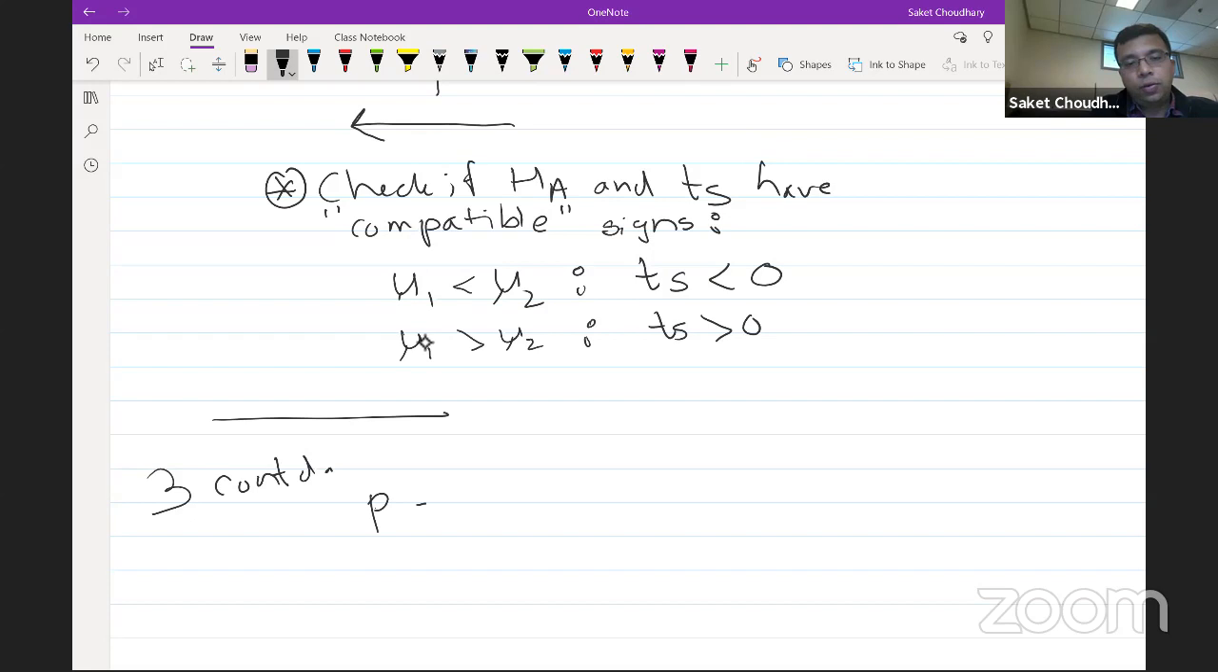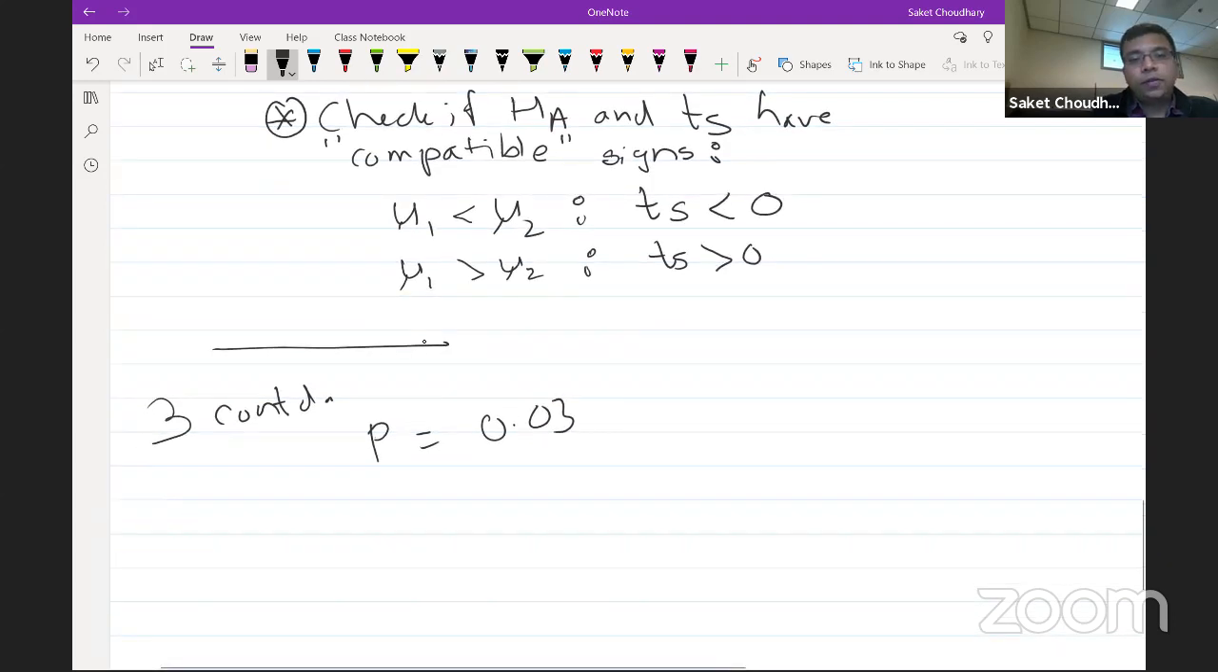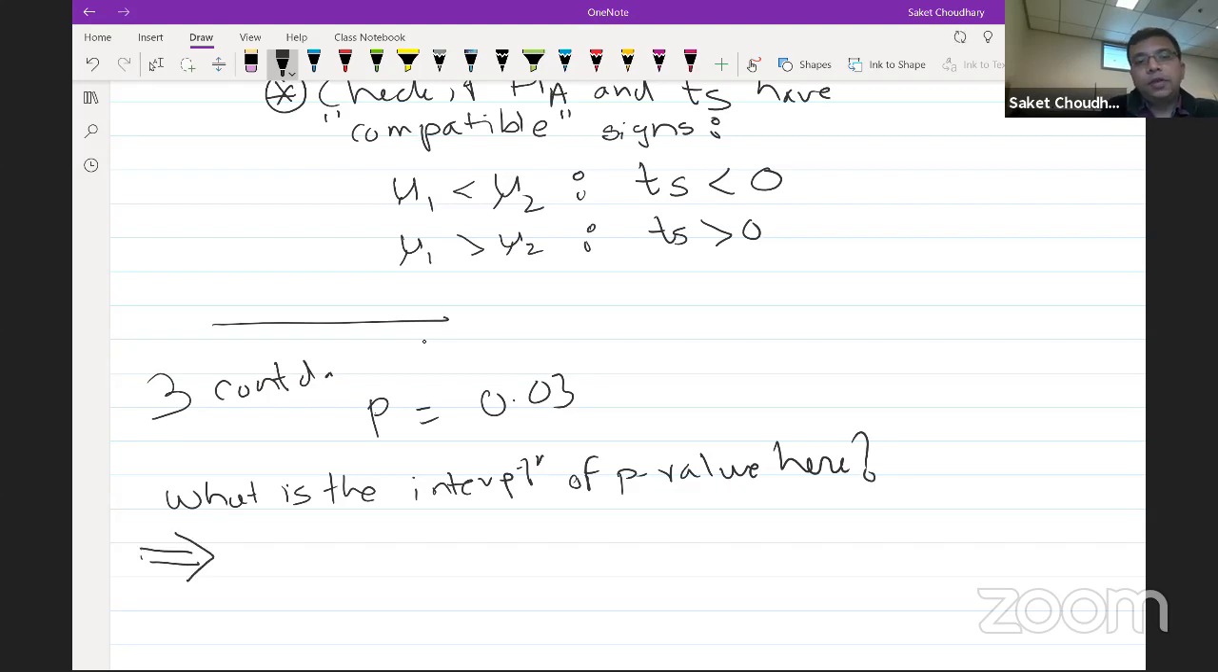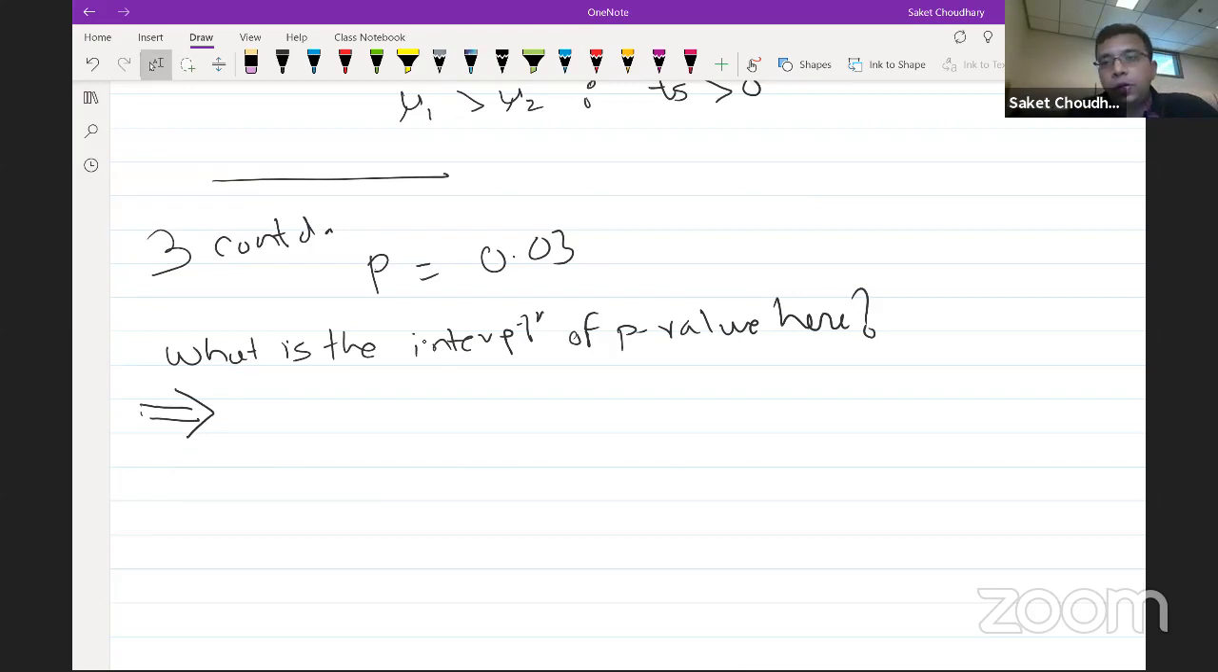Okay, so your p-value is 0.03, and we are asked what is the interpretation of p-value here. What this essentially means in this particular case is we already know the definition of p-value, but we can be a bit more specific in this case. The reason we can be a bit more specific is because our alternate is directional. So this is what I would write it as.